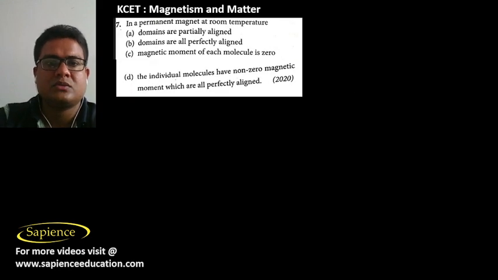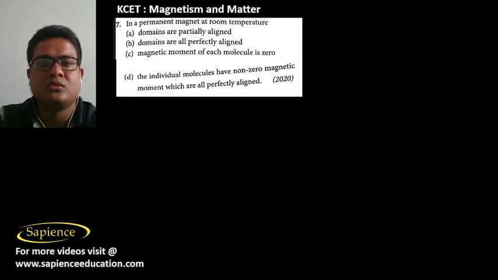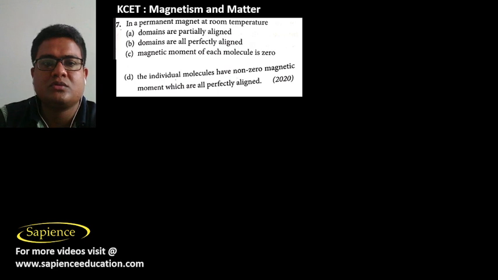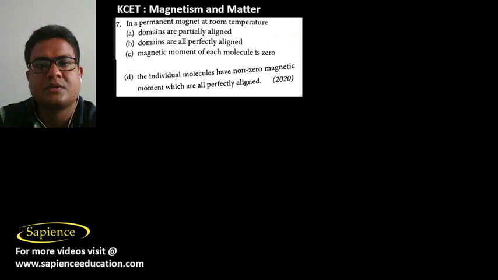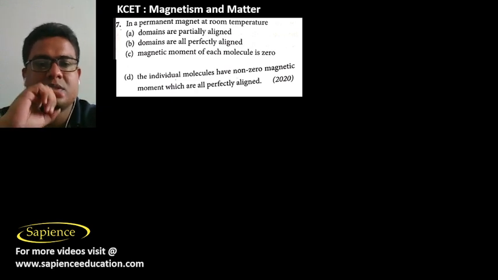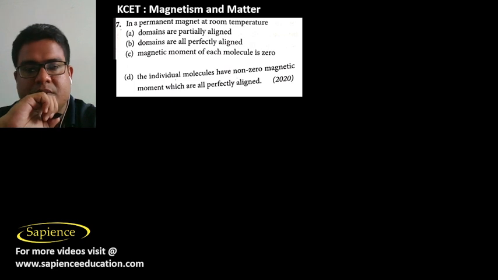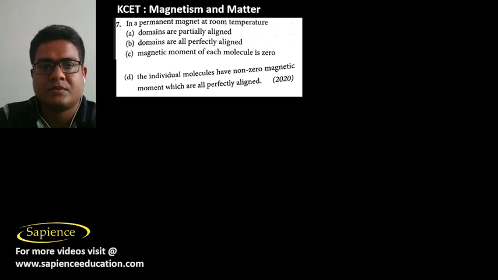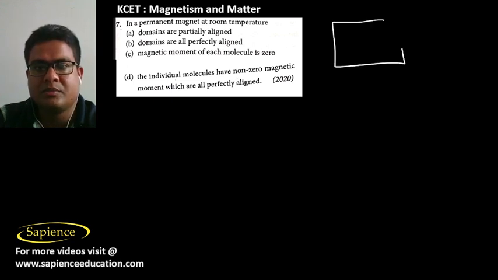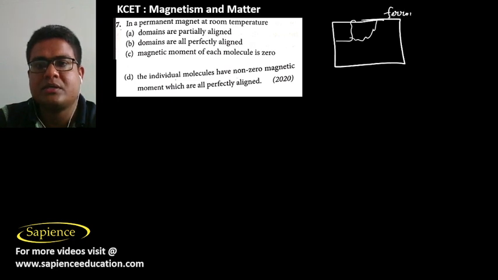Question number 17. It is told, in a permanent magnet at room temperature, the domains are partially aligned, the domains are perfectly aligned, the individual molecules have non-zero magnetic moment, which are perfectly aligned. It means that in a permanent magnet, what happens? So it is obviously a ferromagnetic sample.